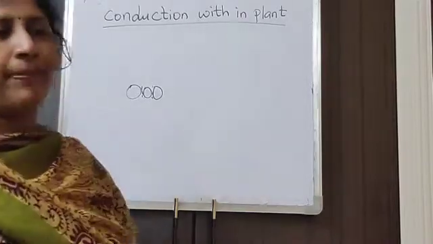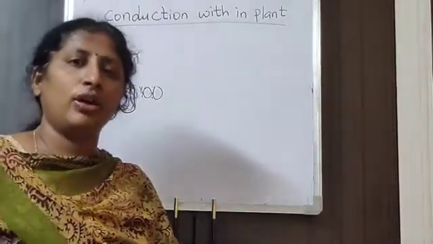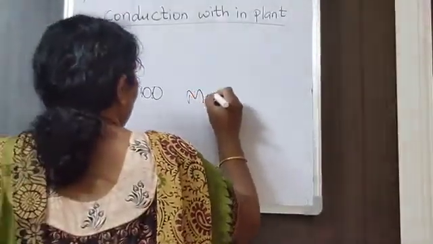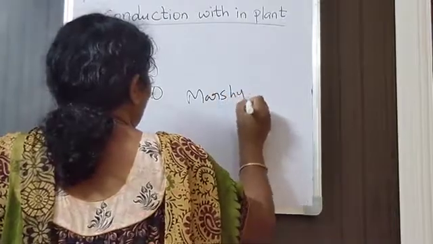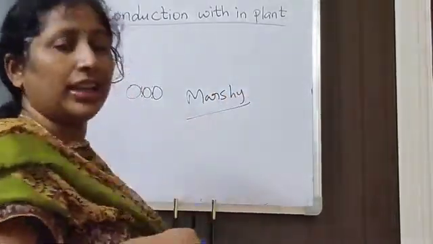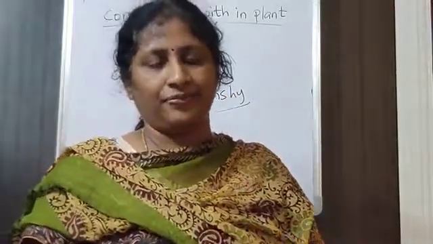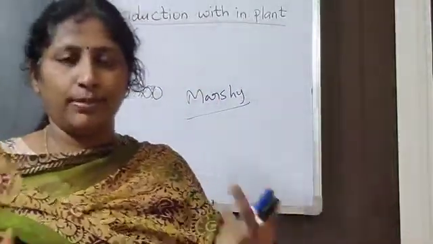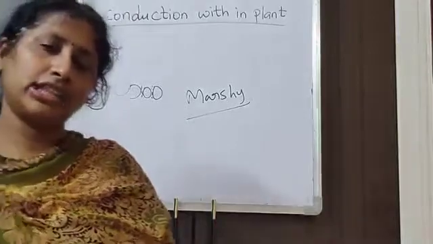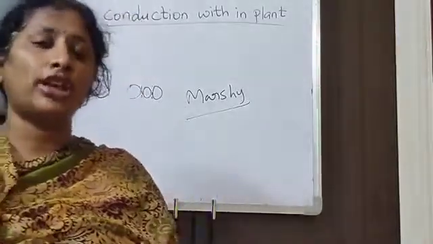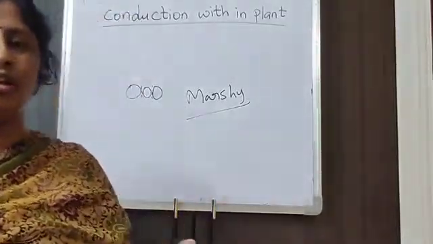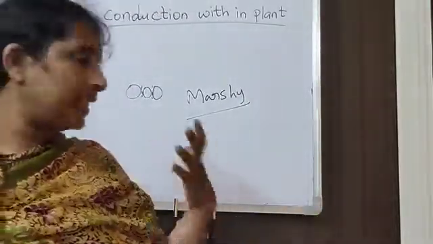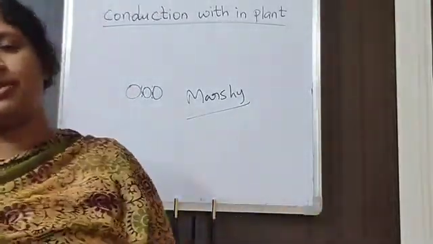Now what happens if the plants are growing in marshy areas, in very wet areas? Suppose plants are growing in the mud. In mud, the water content in the soil is more. You have more water. So how can the roots take in oxygen for respiration?